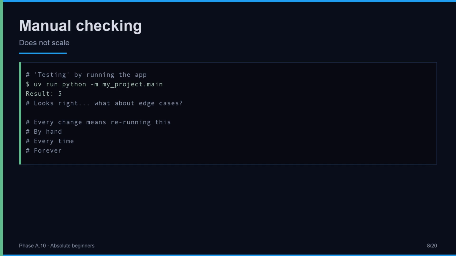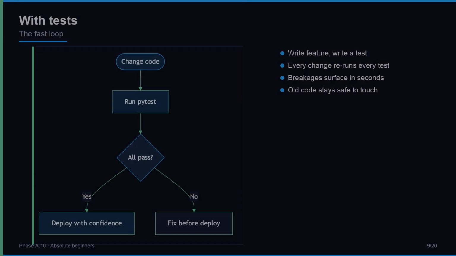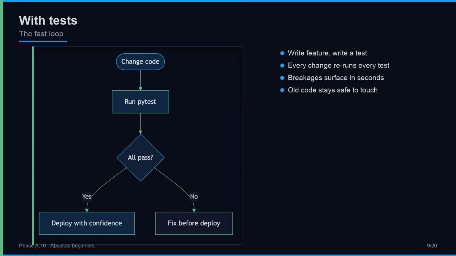Manual does not scale. Confidence is not a feeling. It is a green bar that appears in under a second. Confidence is a green bar. Now picture the workflow with tests. You write a feature. You also write a test that proves it works. Every time you change anything in the project, you run uv run pytest, and within seconds every test reruns automatically. If you broke something, a test turns red and tells you exactly which check failed. You fix it before anyone else sees the bug. Old code stops being scary, because the tests catch breakage instantly, every single time.